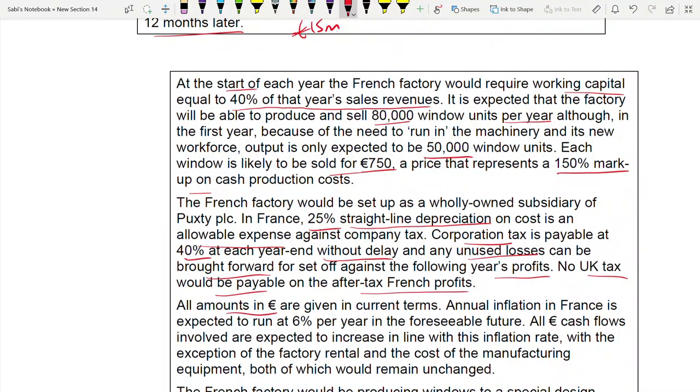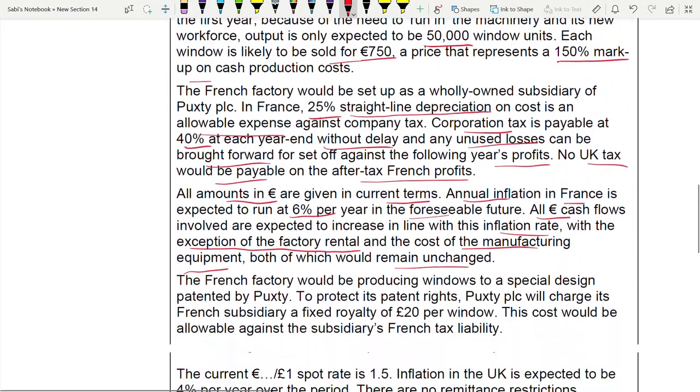All amounts are in euros and are given in current terms. That means you have to inflate. Annual inflation in France is 6%, and it will remain at 6%. All euro cash flows are expected to increase in line with the inflation rate, with the exception of the factory rental and the cost of manufacturing equipment. Both of these will remain unchanged. Whenever they say something remains unchanged, do not inflate those things, keep them as they are.